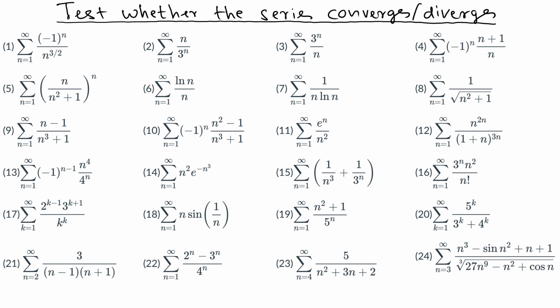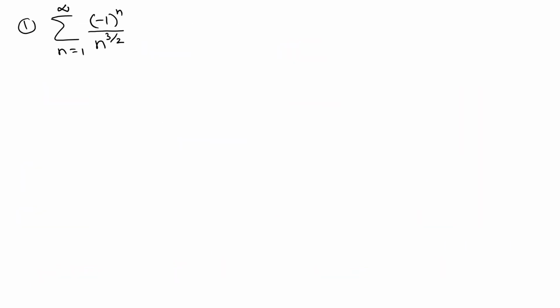In this problem solving session, we test whether the following series converge or diverge. So we can start with the first one. You can see this is an alternating series. There's a (-1)^n, so that means there's a sign change. So our first candidate would be the alternating series test.